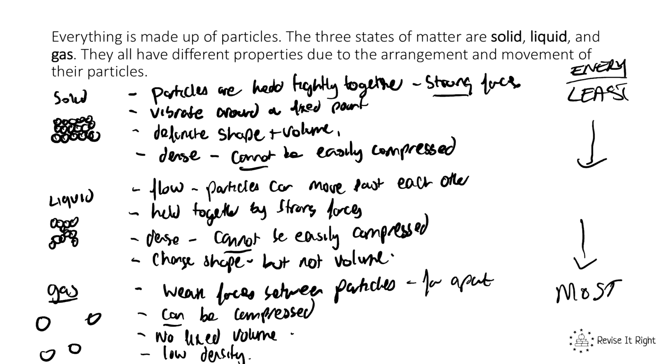Energy is stored inside a system by the particles that make up that system. This is called internal energy. Internal energy is the total kinetic energy and potential energy of all the particles that make up a system, and we'll get to that in a future video.